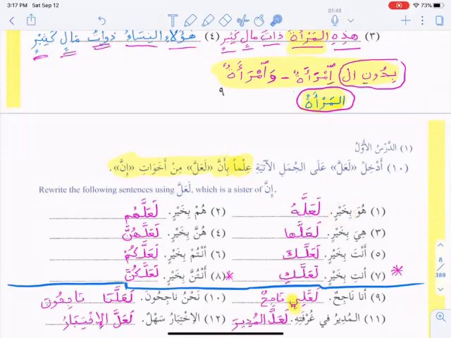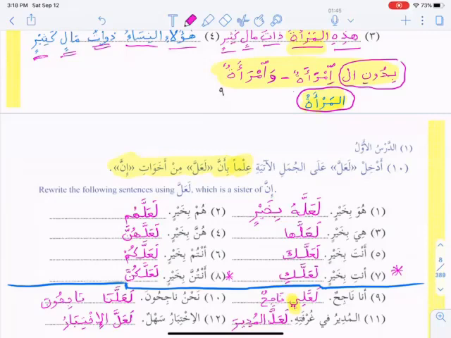Huwa bi khairin: huwa is the mubtada, bi khairin is jar majrur, shibhu jumla khabar. Now when you put la'allahu, I will write it down here: la'allahu bi khairin. So what will be the translation here? I hope he is well. He is in good health, inshallah, bi khairin.